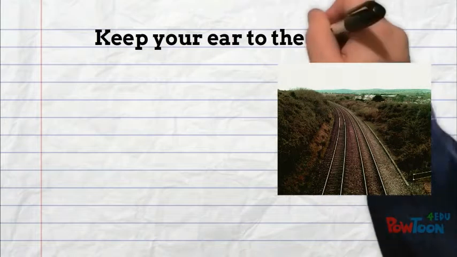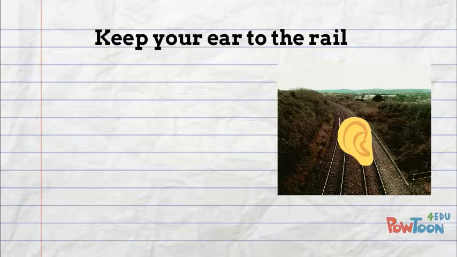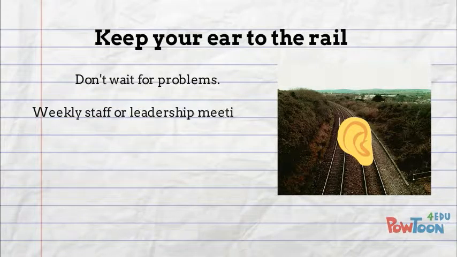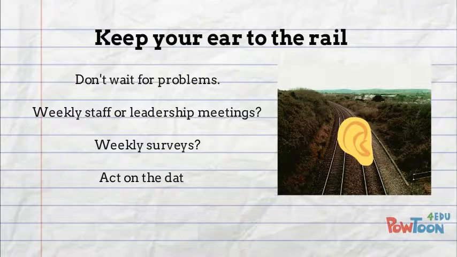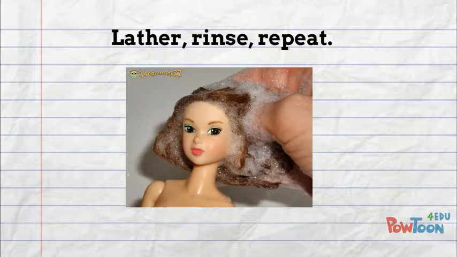Don't forget to keep your ear to the rail. You want to be aware of those problems before they creep up on you. Maybe you can bring them up at a weekly staff or leadership meeting. Maybe you send out a weekly survey. Whatever you do, make sure you act on the data you receive. And be human. People's opinions change from time to time. Now, here are a few ways you can keep those steps going all year long.